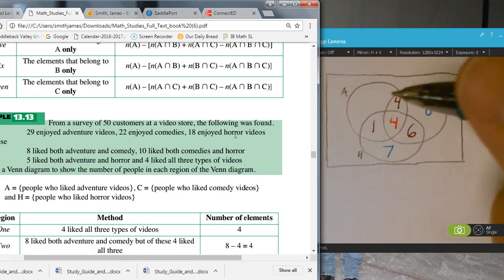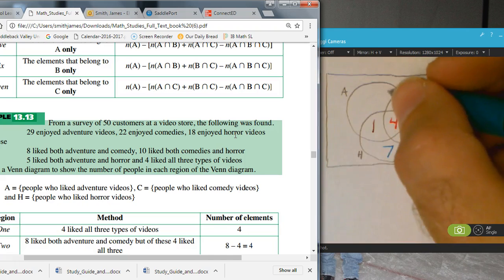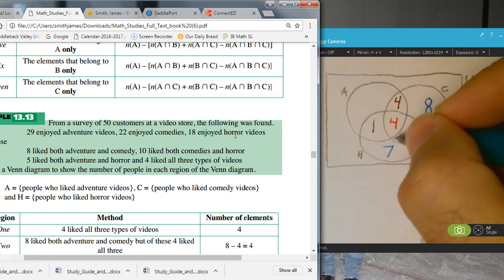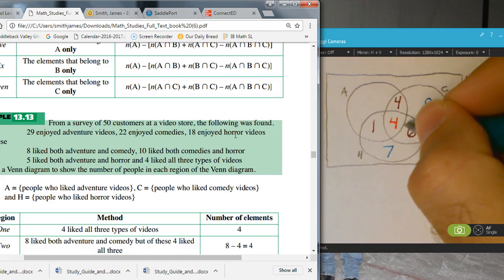Moving into the last one, we had 29 that enjoy adventure. So in the A category right here, this whole circle, I should have a total of 29 people.